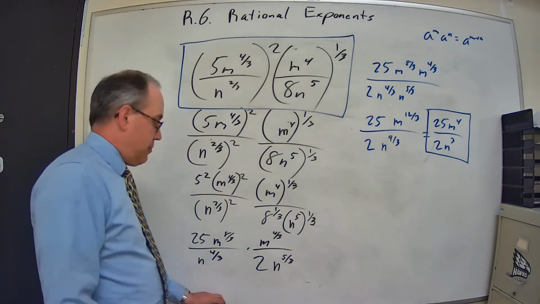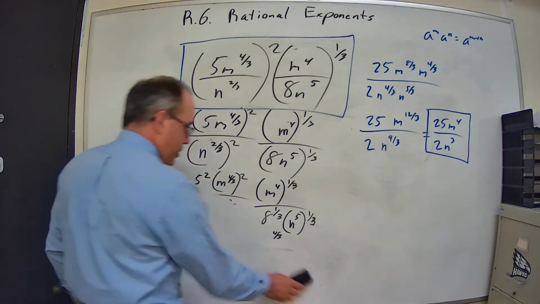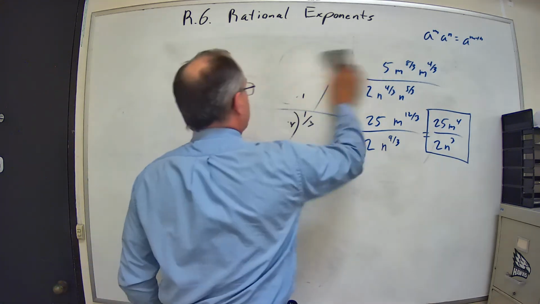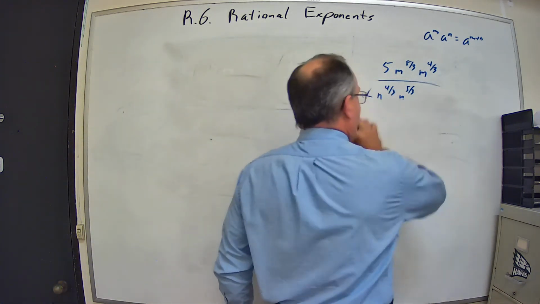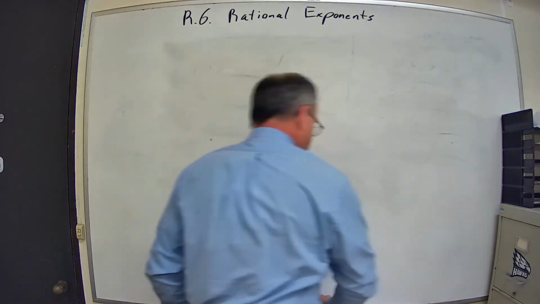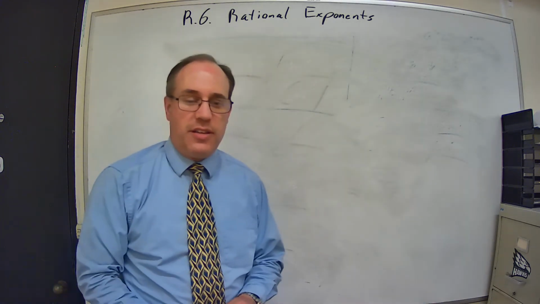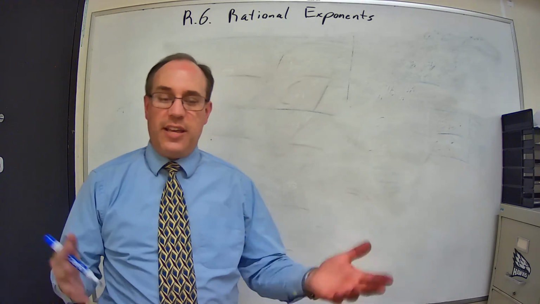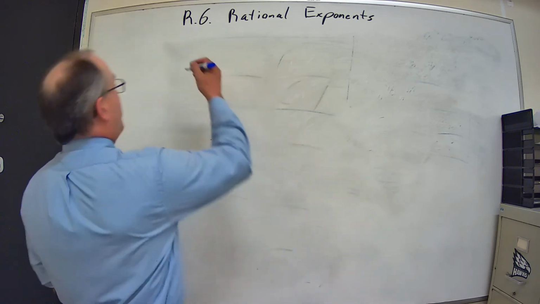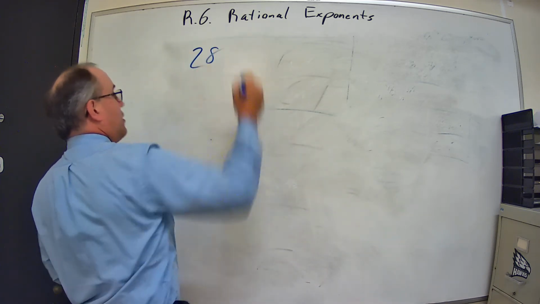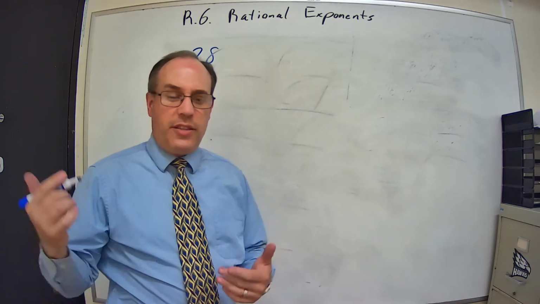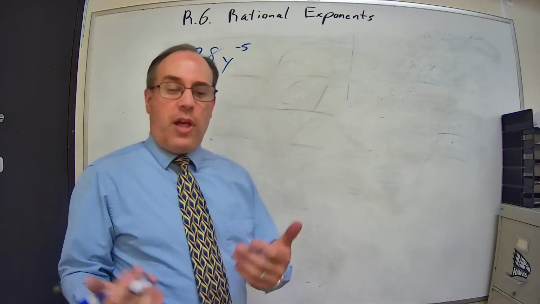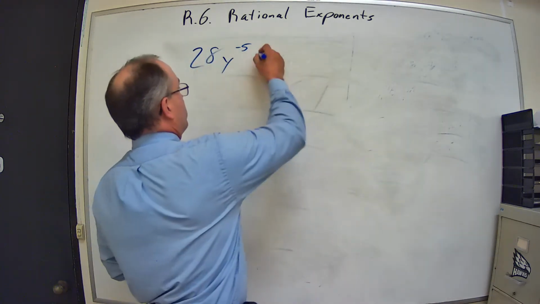Now, let's try something a little bit different. And this is factoring when you have negative exponents. So factoring expressions with negative or rational exponents. I should say either or, right? So if I have 28y to the negative 5 plus 21y to the negative 2.